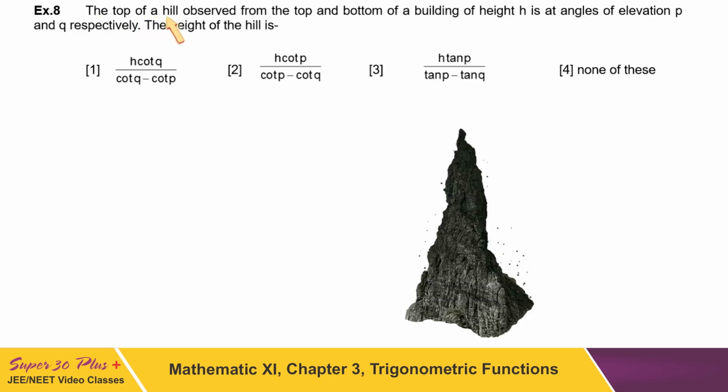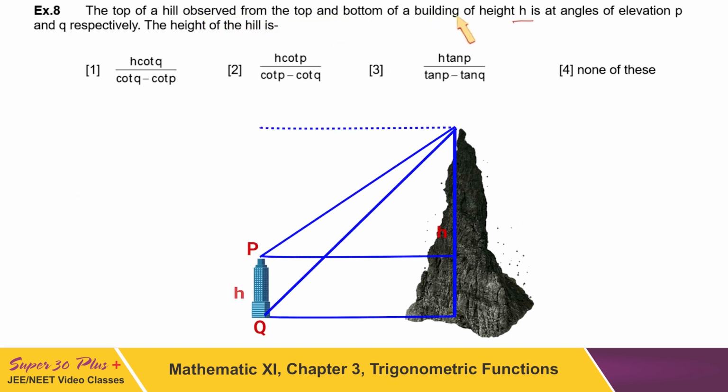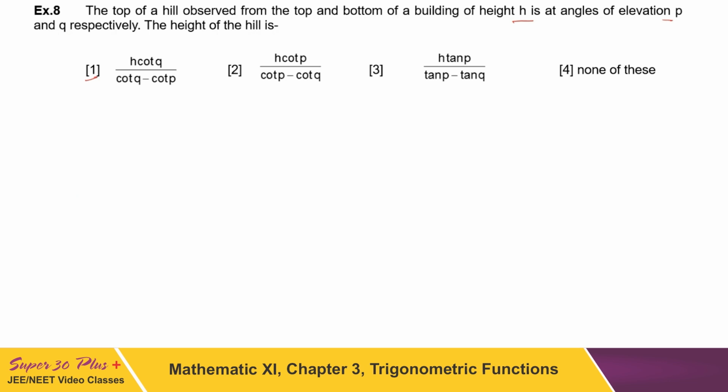The top of a hill observed from the top and bottom of a building of height h is at angle of elevation p and q respectively. The height of hill is option 1, h cot q upon cot q minus cot p. Option 2, h cot p upon cot p minus cot q. Option 3, h tan p upon tan p minus tan q. And option 4 is none of these. First of all, we have to draw the pictorial diagram of this question. Let's see, diagram is here.